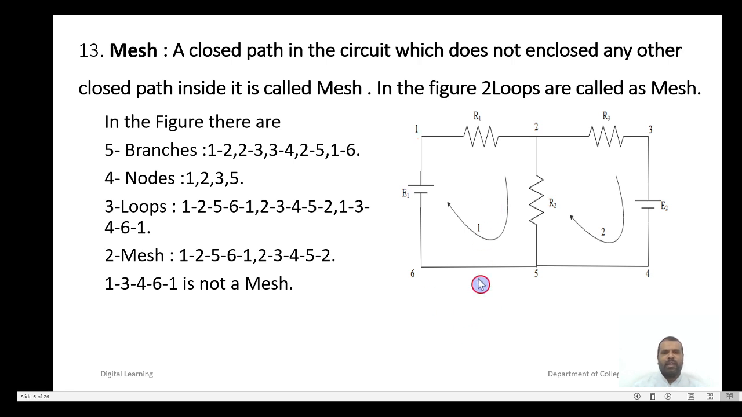In this given circuit, there are only 2 meshes. The first mesh is 1, 2, 5, 6, 1. 2, 3, 4, 5, 2 is the second mesh. 1, 3, 4, 6, 1 is not a mesh because it contains another closed path.